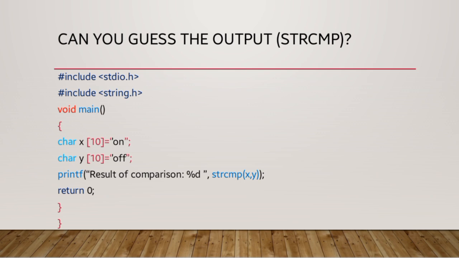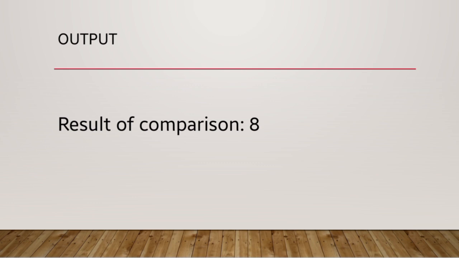Remember, string compare takes in the variables we are trying to compare, compares them, and displays the result in the form of an integer. So if they are equal, it will return 0 to me. Otherwise, it will return some number. So if I compare these two strings, the result I will likely see displayed on the screen is going to be 8. So result of comparison is going to be 8.